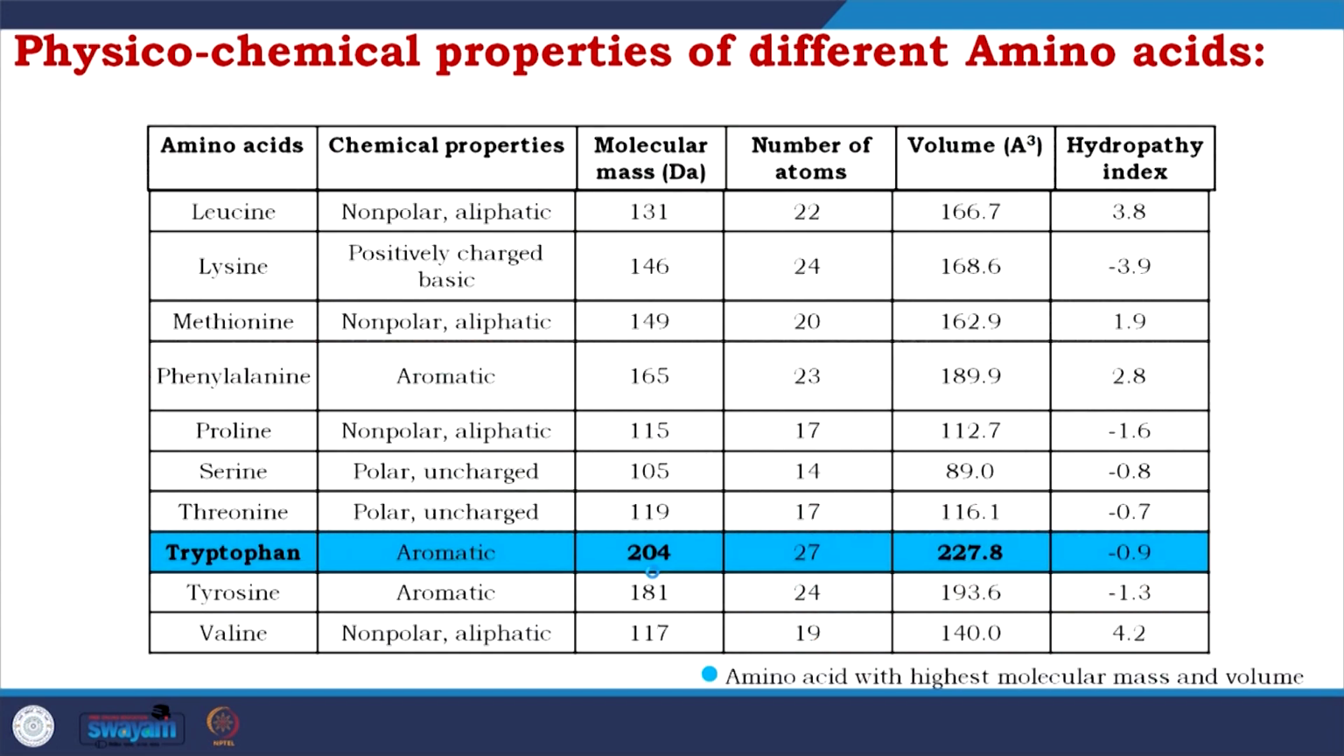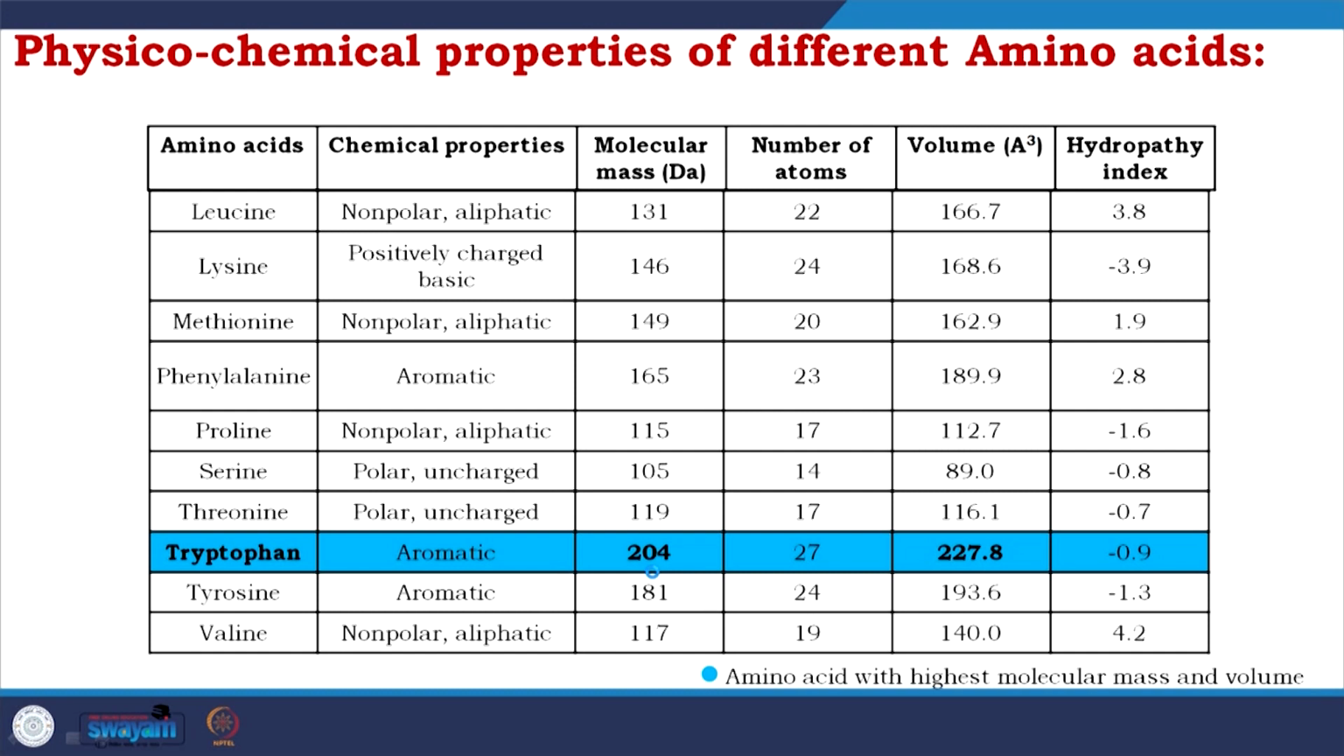Easier? Follow this. Coming to physicochemical properties of different amino acids, you will see the chemical properties. We have already talked about leucine, non-polar aliphatic, lysine, positively charged basic, methionine, non-polar aliphatic, phenylalanine aromatic, proline, non-polar aliphatic, serine, polar uncharged, threonine, polar uncharged, tryptophan aromatic, tyrosine aromatic and valine, non-polar aliphatic. So, in that way you could get the chemical properties.